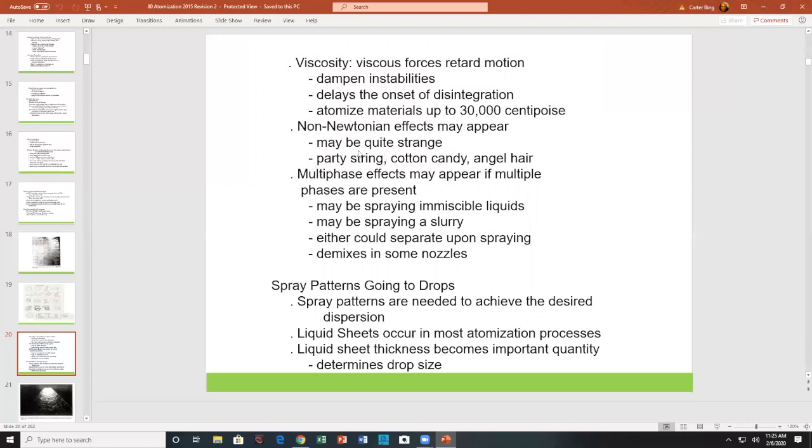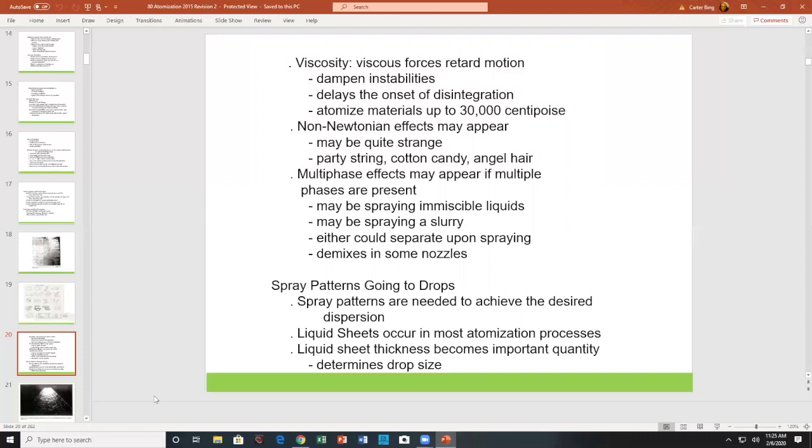Examples of that would be party string, cotton candy, or angel hair. And of course, you have all sorts of multi-phase effects happening. You may have multi-phase solid liquid where you're spraying a slurry. Demixing in the nozzles may occur. It may not be recognized, but it may occur.